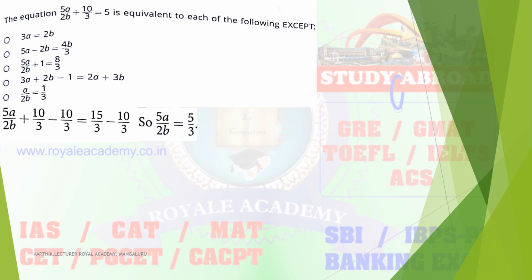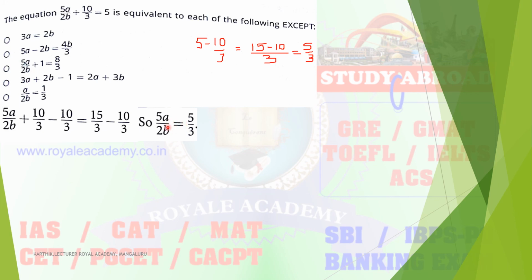I will tell you how to take a common denominator. Initially it was 5 minus 10 divided by 3. While taking the common denominator, 3 is the common denominator, and 5 times 3 is 15, so 15 minus 10. In this way you have to take the common denominator. You will get 5 divided by 3 as the answer.